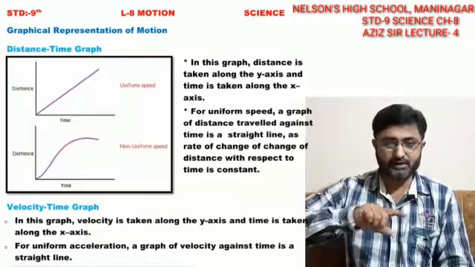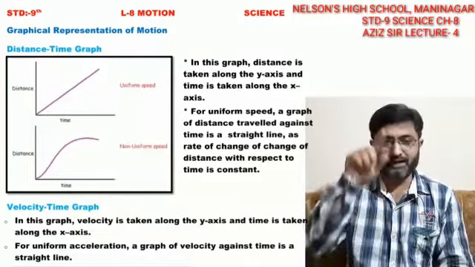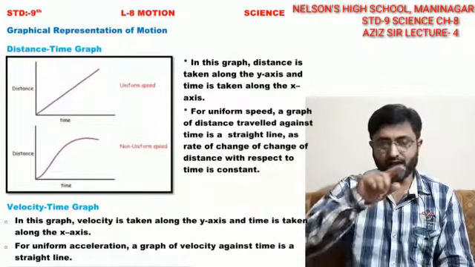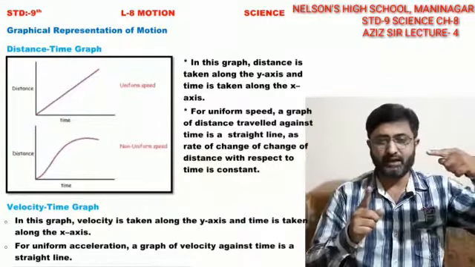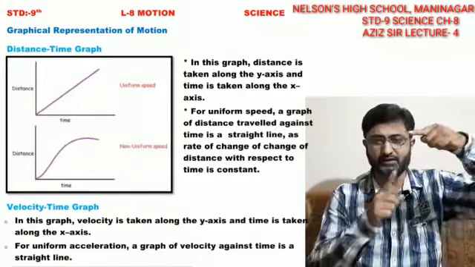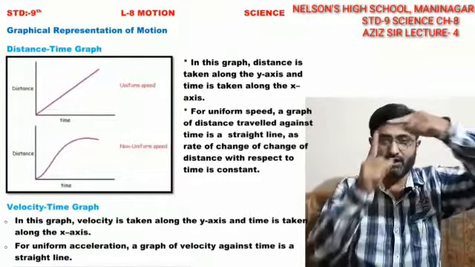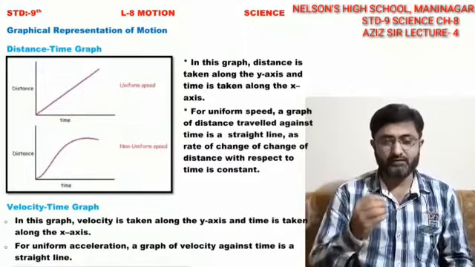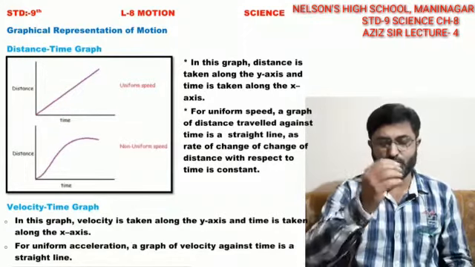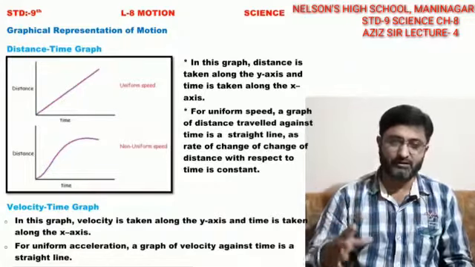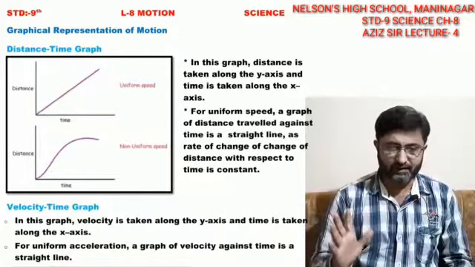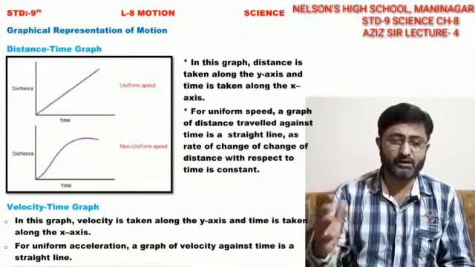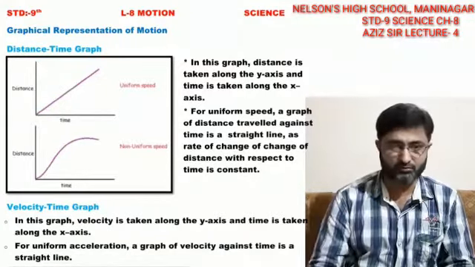The first graph that you are seeing is a straight line. On the y-axis we have taken distance, and on the x-axis we have taken time. As you are seeing the straight line, that means as the distance is increasing, the time is also increasing. Every time the distance and time increase simultaneously, like 10 meters in 10 seconds, 20 meters in 20 seconds, 30 meters in 30 seconds, 40 meters in 40 seconds of time.